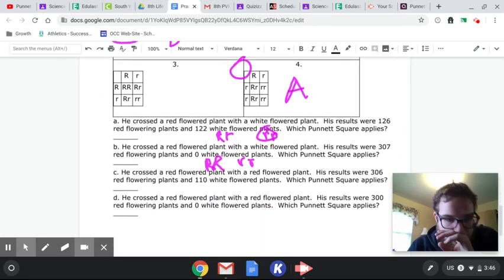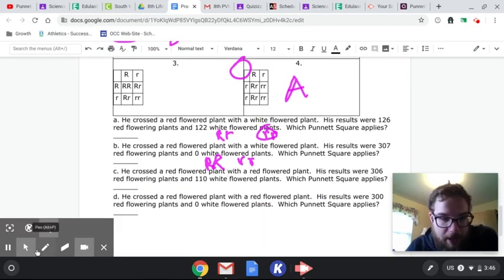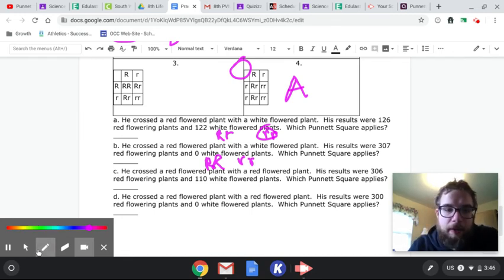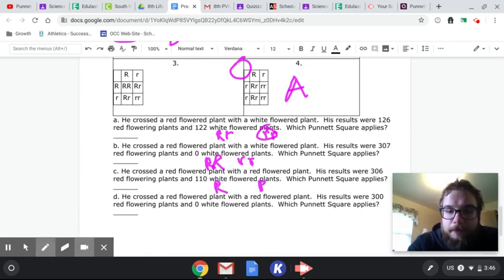Let's go to C. He crossed a red flowered plant with a red flowered plant. He got 306 red, 110 white. Okay, so he's crossing red with red, but we also know that we're getting about 1/4 of them. If we combine 110 here with the 306, that's about 416 plants, about 110 of them white. So that tells us that even though both parents are red, there has to be what in there? At least 1 small r for each.